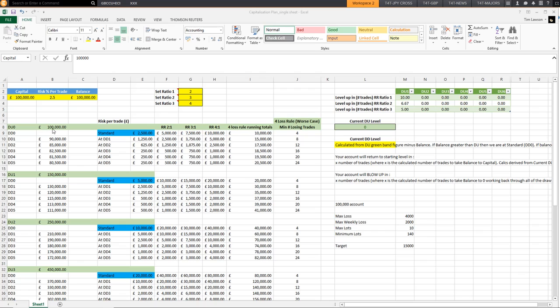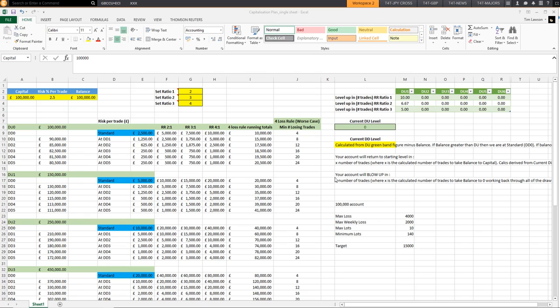I've allocated this as draw up level 0 simply because we go up to draw up level 1 when our account reaches 150,000. That's when we want to be changing our, in inverted commas, maximum trade size. Down here I've just made a few notes. It's a 100,000 account with a maximum loss of 4,000 on the account, a maximum weekly loss of 2,000, maximum lots in player 10, minimum lots required to achieve a funded account are 140. Our target is 15,000 profit.